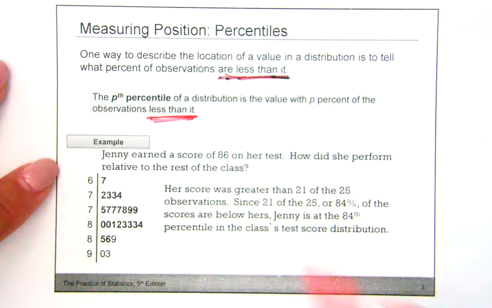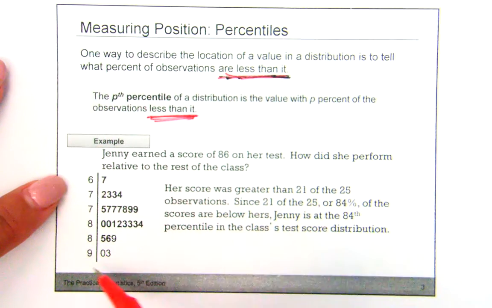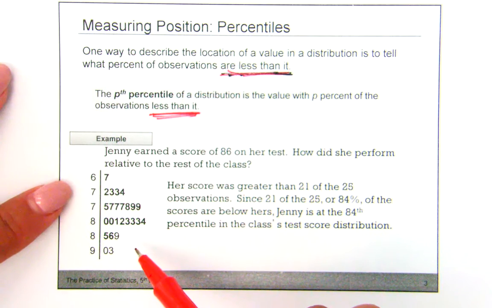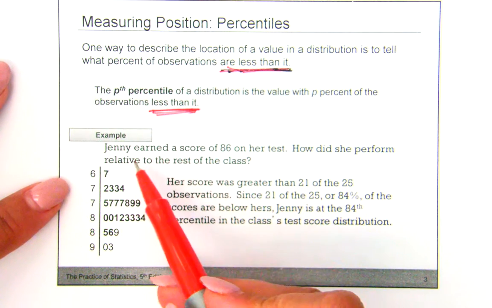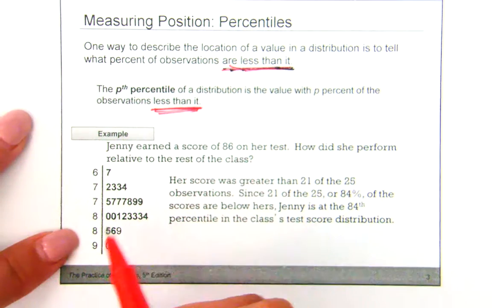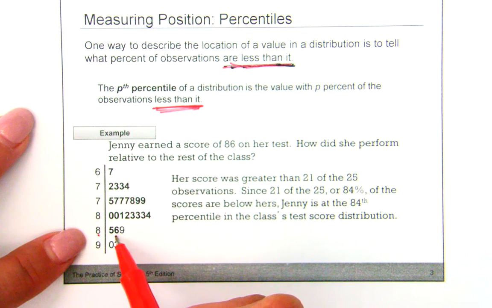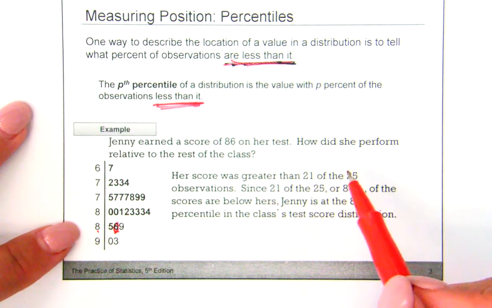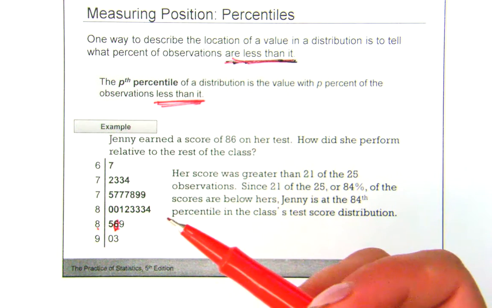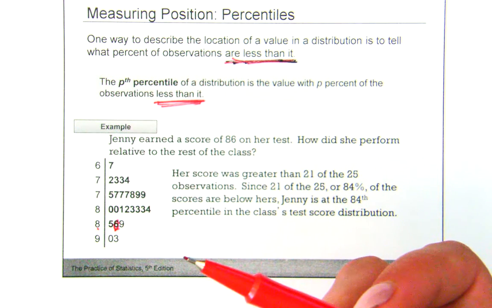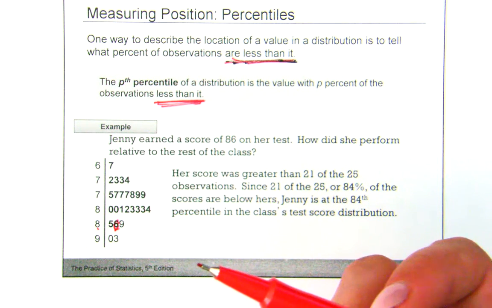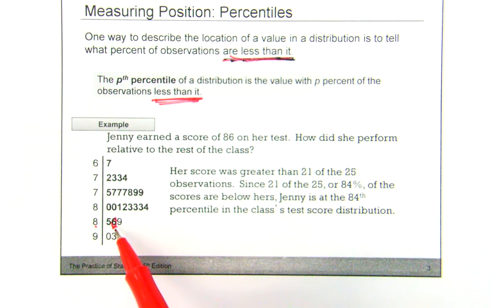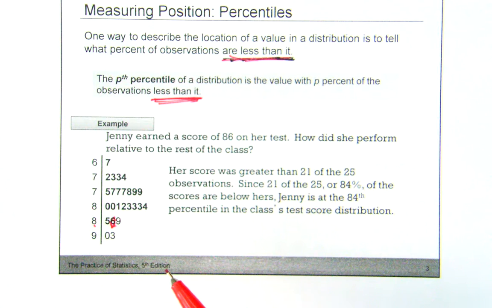So, for example, we have 25 data scores from tests, right? We just made up some numbers. And Jenny earned an 86 on her test, right? So she's at 86. So she's right here. This is Jenny. How does she perform relative to the rest of the class? So you're thinking to yourself, okay, she got a B, B plus, no, she got a B, right? But how well did she do based on the rest of the class? Because a B isn't really going to tell you how many people got above her, how many people got below her.